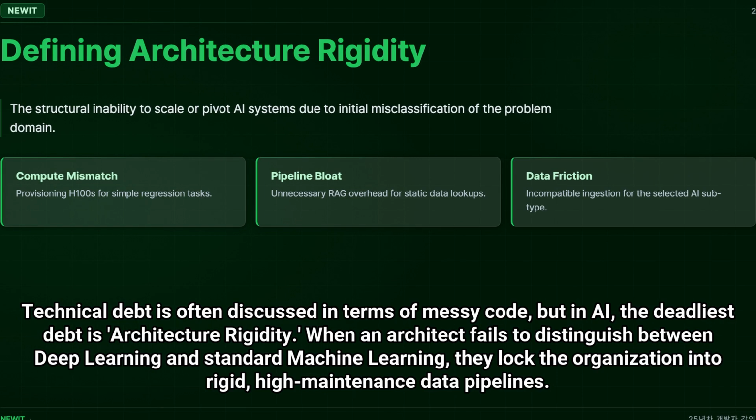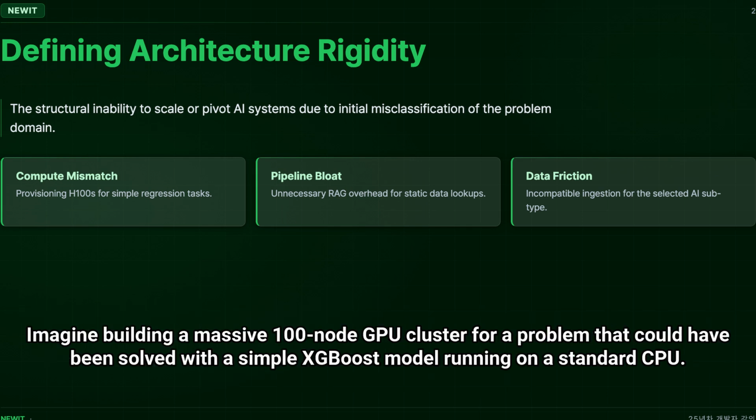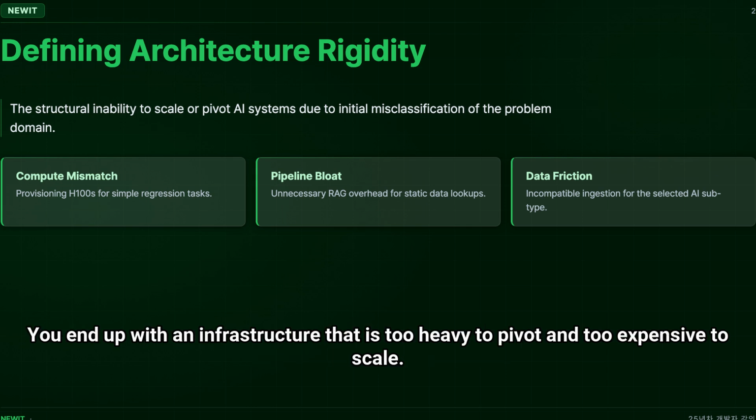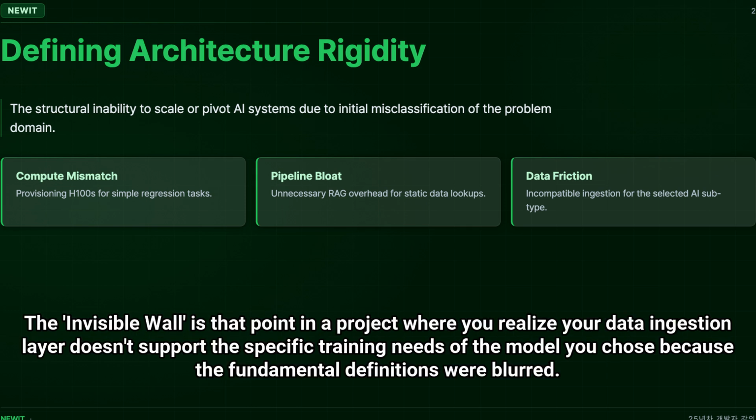When an architect fails to distinguish between deep learning and standard machine learning, they lock the organization into rigid, high-maintenance data pipelines. Imagine building a massive 100-node GPU cluster for a problem that could have been solved with a simple XGBoost model running on a standard CPU. This happens because stakeholders chase the GenAI buzzword without understanding the hierarchy. You end up with an infrastructure that is too heavy to pivot and too expensive to scale.